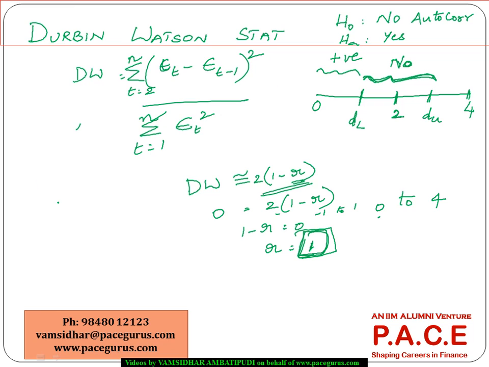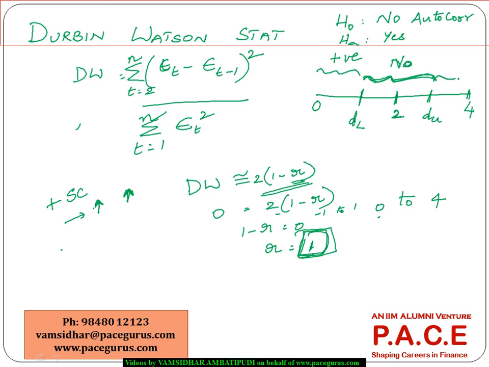When I say positive serial correlation, it means that if the current value is positive, if there is an increase compared to the previous period, there is a high chance that the next period is also an increase. So an increase will be followed by an increase and a decrease will be followed by a decrease if the serial correlation is positive.